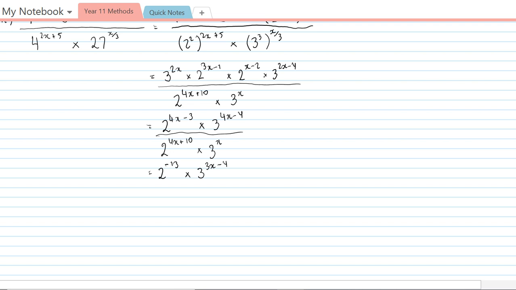Well, that's about as simple as that one gets. I don't really want to go and evaluate 2 to the power of negative 13, so probably just leave it there. You might be expected to write it with a positive index, something like that, but that's about it for that question.